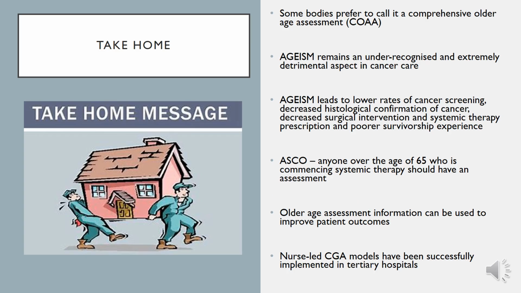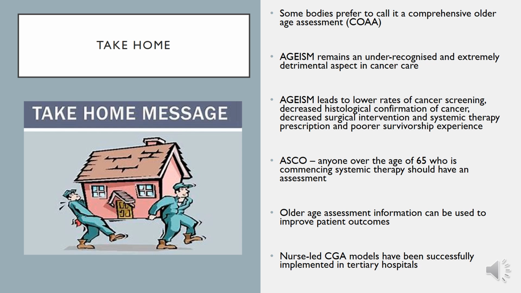So really, take home: a lot of literature calls it different things. I think geriatric assessment sometimes can lead to ageism. So some bodies prefer to call it a comprehensive older age assessment, which I think sounds a little bit nicer. Or it can be geriatric evaluation, management and treatment. It's a little bit of a mouthful really, but it uses that word geriatric, which I think implies old to a lot of people out there. So I kind of prefer the comprehensive older age assessment personally. You can see what you think yourselves.